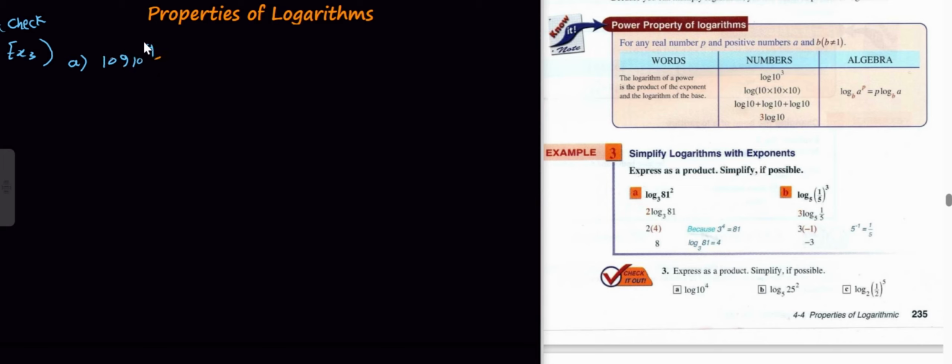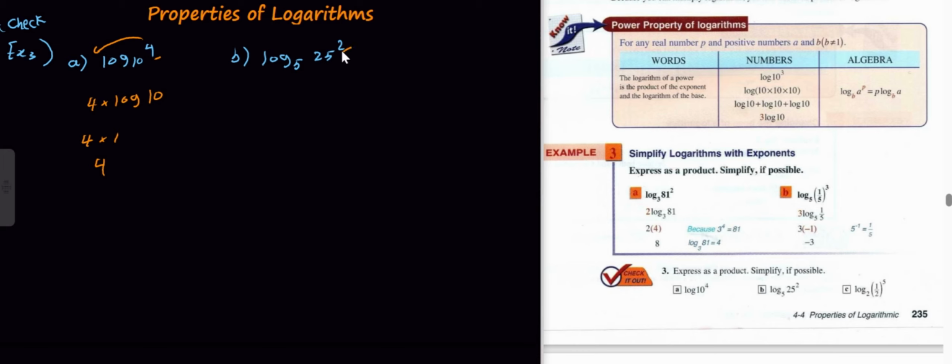Move this 4 to in front of the log. It will be 4 multiplied by log 10. So basically log 10 equals 1. It will be 4 multiplied by 1, and 4 multiplied by 1 equals 4.